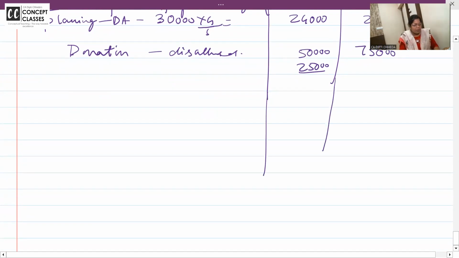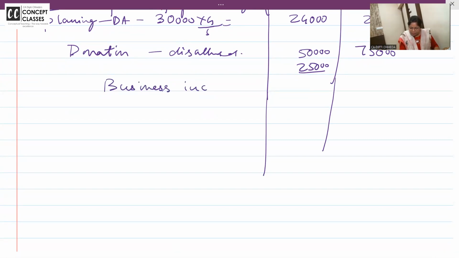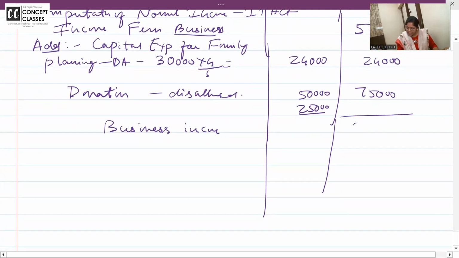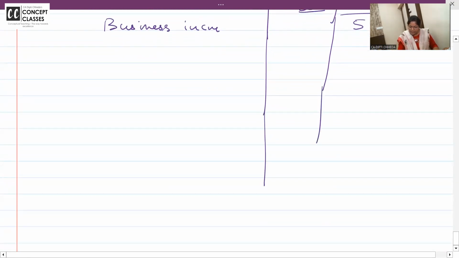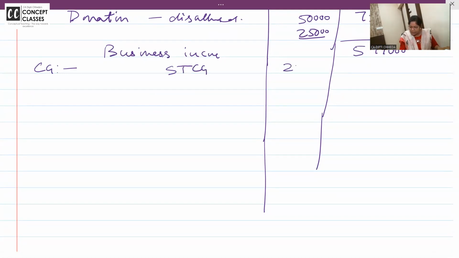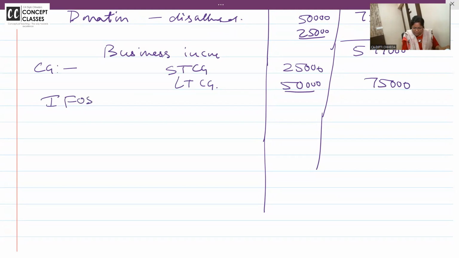How much are you all getting as your business income? Taxable business income as per normal income tax, by doing all the add and less, is 5,99,000. Let's move ahead together. Next, now we'll copy capital gain. In capital gain, you have short-term capital gain 25,000, long-term capital gain 50,000. How much is the total? 75,000. Then income from other sources.